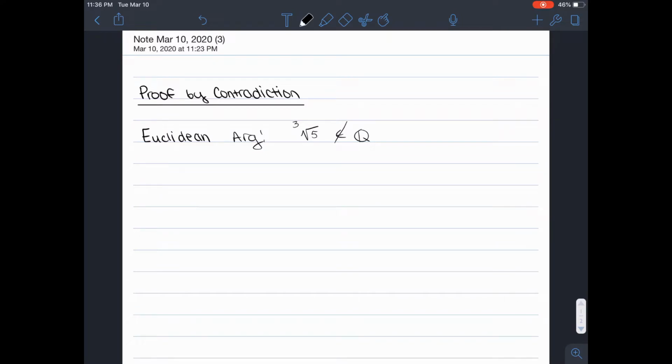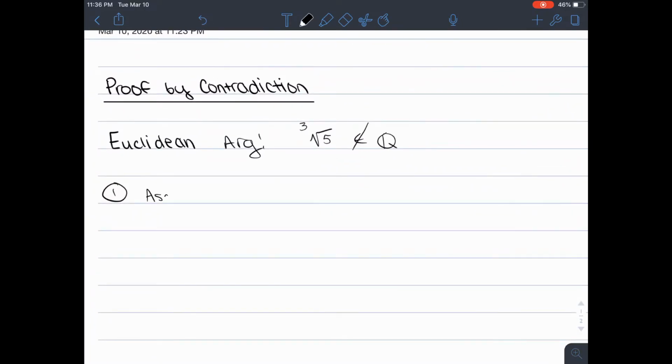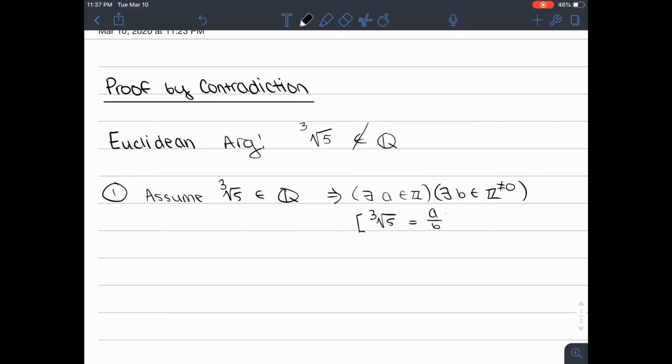So in this proof, I'm going to demonstrate that the cube root of 5 is not an element of rational numbers through contradiction and the Euclidean argument. So first we have to assume something wrong with it. So we're going to assume that the cube root of 5 is actually an element of rationals, and that since it's an element of rationals, we can define it as there exists an A element of integers, and there also exists a B element of integers not equal to 0, such that cube root of 5 is equal to A over B. So this is by definition of rationals.